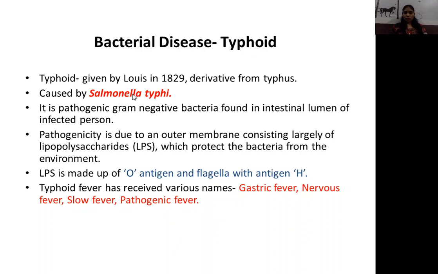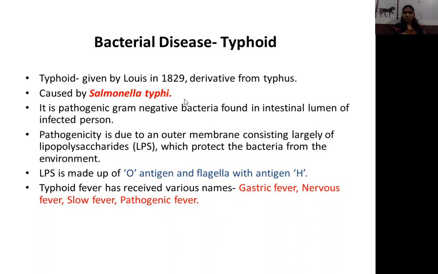You can easily remember the scientific name, because it includes some part of the name of the disease, typhoid and typhi, like this. So you can easily identify that typhoid is caused by Salmonella typhi, because typhi is here. It is a pathogenic gram-negative bacteria which is found in the intestinal lumen of an infected person.